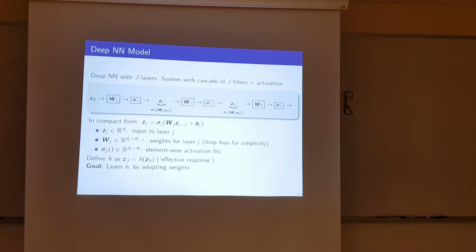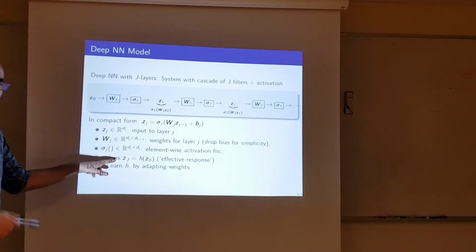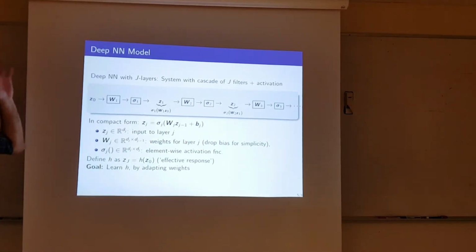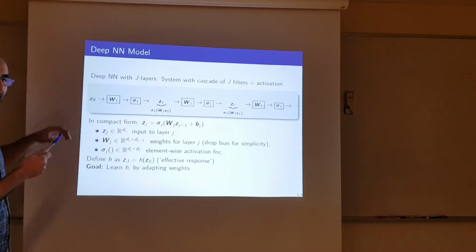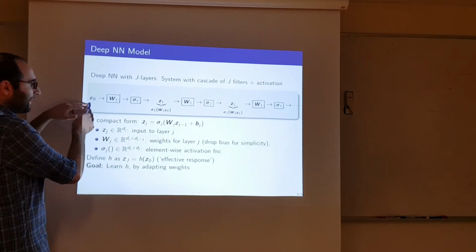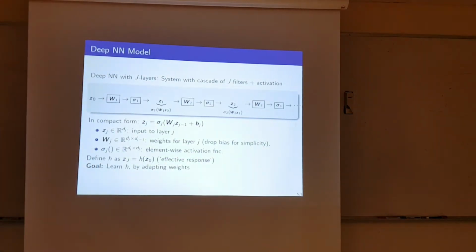And then we could also define something that we call h. This is just for the rest of the talk. This function h represents the whole system end to end. So it represents the effective response, if you think about it from a signal processing point of view. It's the function that maps z0, the input, to the output zj. So this is an effective response of the system, and this is the function that we want to learn. The idea is to learn h by adapting these weights.